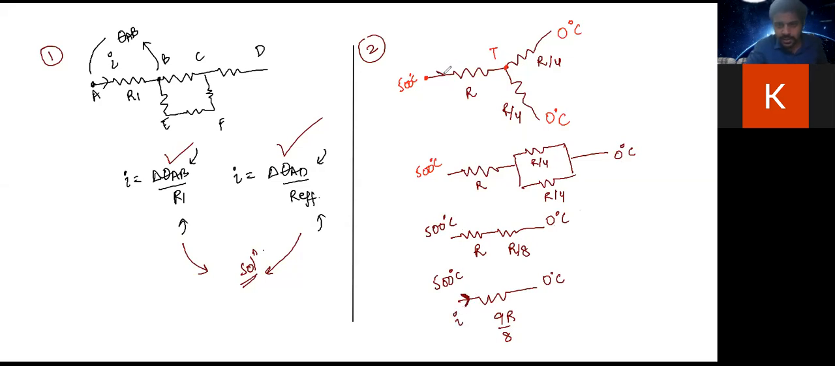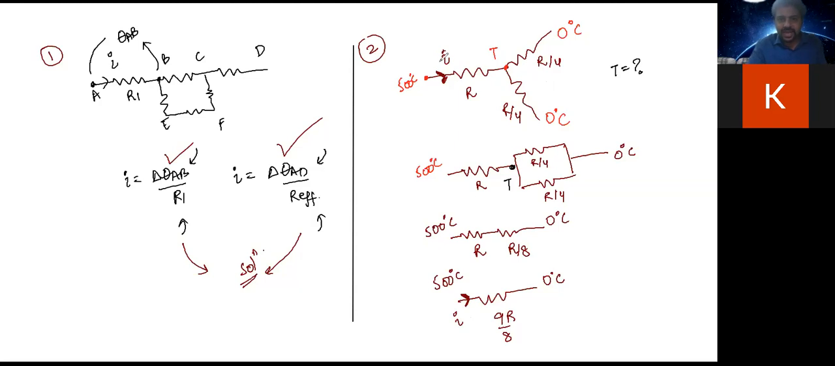This will be the total current I, which will pass through R, and then it will get distributed in these two resistors, right? And then it will reach the zero end, right? So this current is not the electrical current class, this is thermal current. So we were told to find out what is the temperature T. This temperature T had to be found out, right?